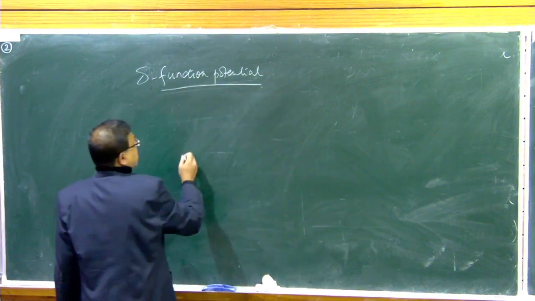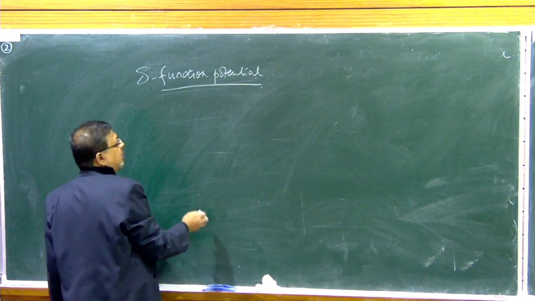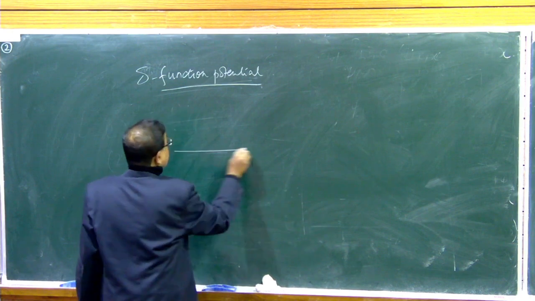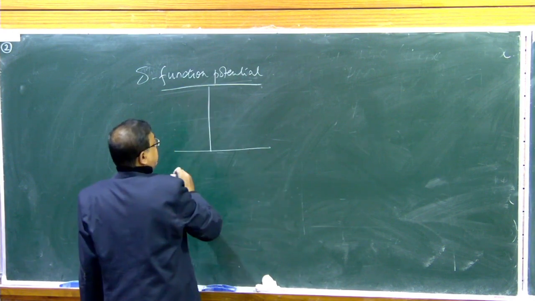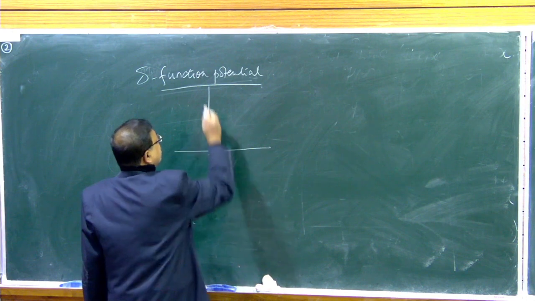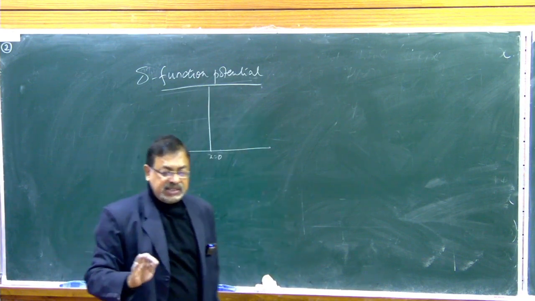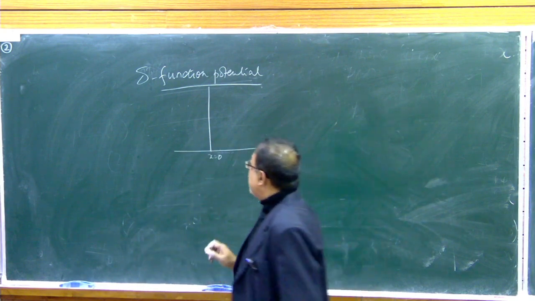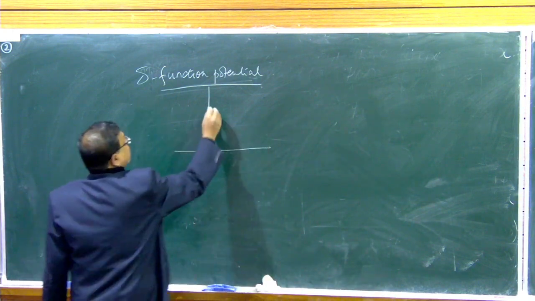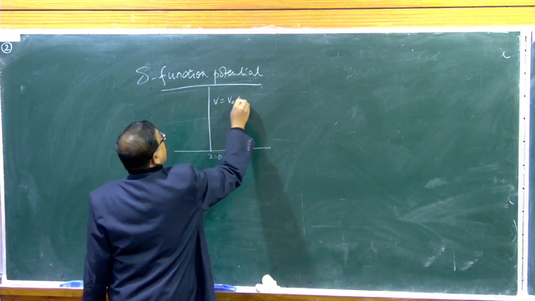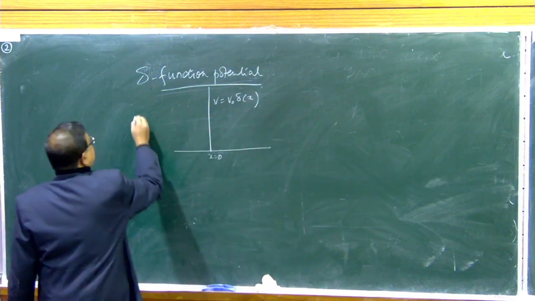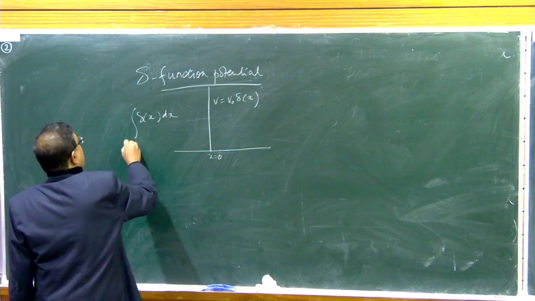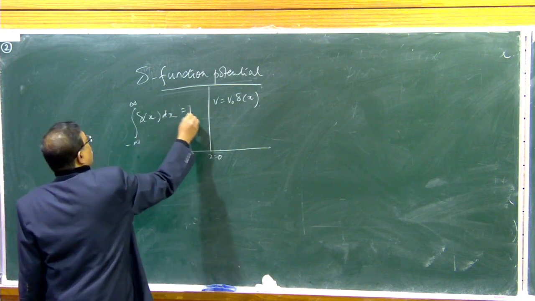And why is this problem important? The problem is important because this is an infinite discontinuity. So you have a potential which is like this. At x equal to 0, it goes to infinity, but the integral of a delta function is well behaved. If we call it V equal to V naught delta of x, it goes to infinity, but the integral of delta x dx over all space is equal to 1.